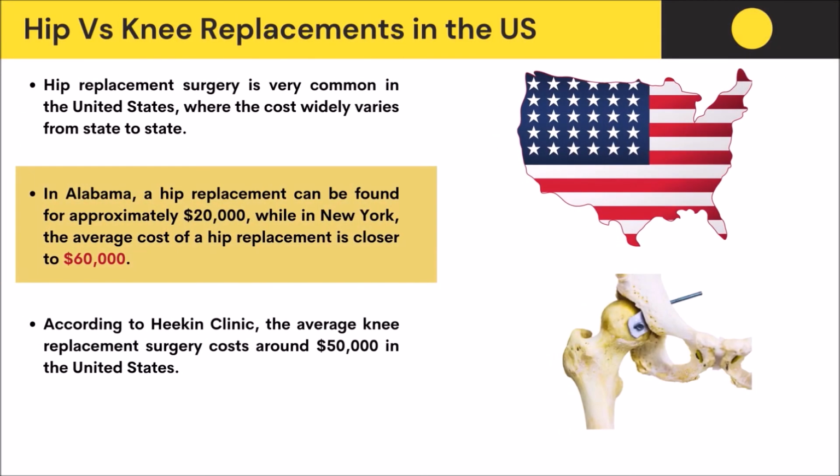Hip replacement surgery is very common in the United States, where the cost widely varies from state to state. In Alabama, a hip replacement can be found for approximately $20,000, while in New York, the average cost of a hip replacement is closer to $60,000. According to Hinkin Clinic, the average knee replacement surgery costs around $50,000 in the United States.